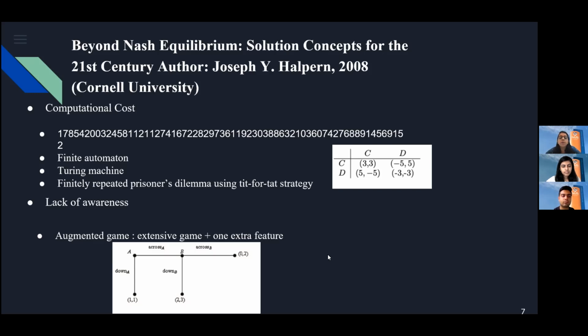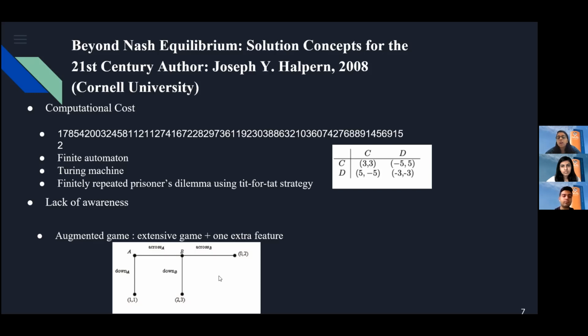So a solution to this, the first solution, was to use a finite automata. But even by using finite automata, there might be scenarios where there will be more states, which would lead to more computational cost. The second solution was to use a Turing machine. A Turing machine is basically a hypothetical machine which could simulate any computer algorithm, no matter however complex it is. So now let's consider another example of finitely repeated prisoner's dilemma.